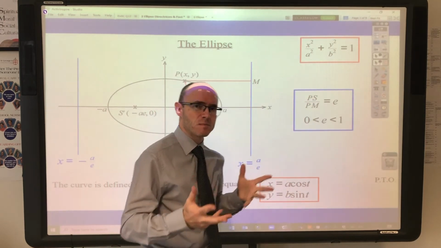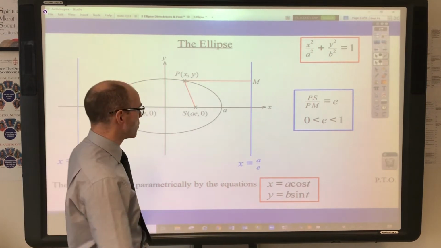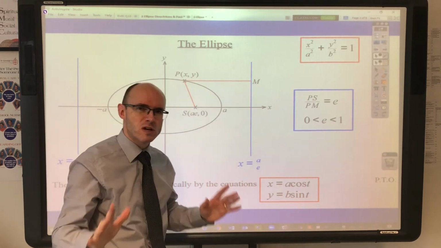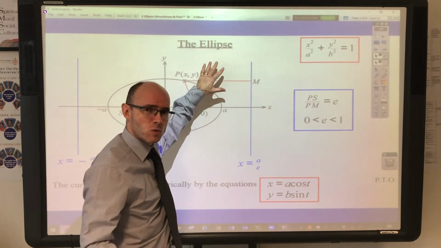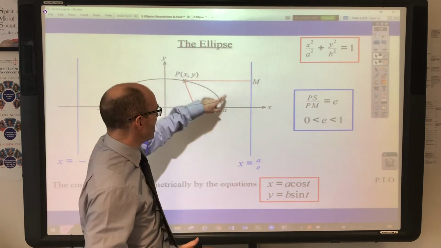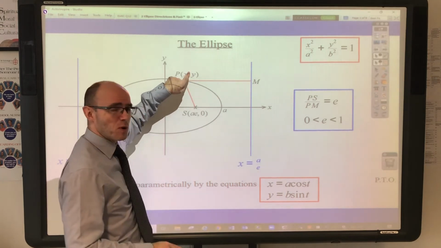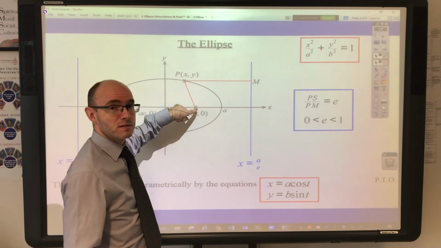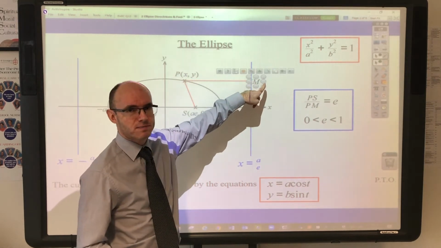What do we mean by PS and PM? Well, that's what the diagram is here for, to help explain what that means. We're interested in the distance of any general point on the curve. For a general point on the curve, I always try and choose a point in the top right quadrant, the first quadrant, because then we're dealing with positive values, which keeps things nice and simple. But P could be anywhere on this ellipse. So looking at a general point P on the ellipse, we look at the distance from P to the focus point here, and the distance from this point P to the directrix.